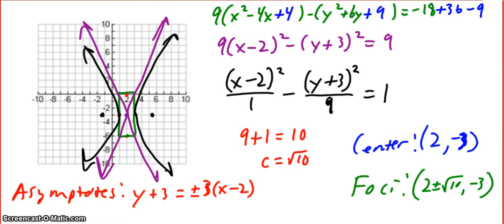Alright, so here our graph should look like this. For our hyperbola, the standard form of the equation we have is (x minus 2) squared over 1 minus (y plus 3) squared over 9 equals 1. So I know my center is the point (2, negative 3).